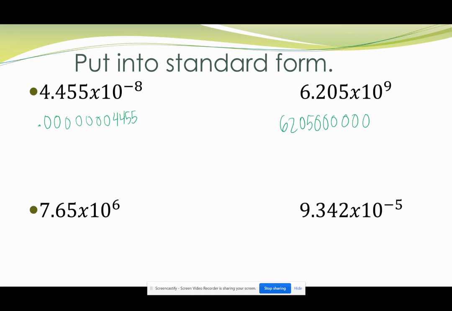When we do this problem, we get a positive exponent, so we're going to move it to the right 6. If I move it to the right 6, I'll get 7, 6, 5 with 4 zeros, because if I move it 1, 2, 3, 4, 5, 6, that's exactly what I wanted. For this one, we're going to move to the left. So we'll have 9, 3, 4, 2 as normal, and then we move it over 1, 2, 3, 4, 5. So we're going to have 0.00009342.